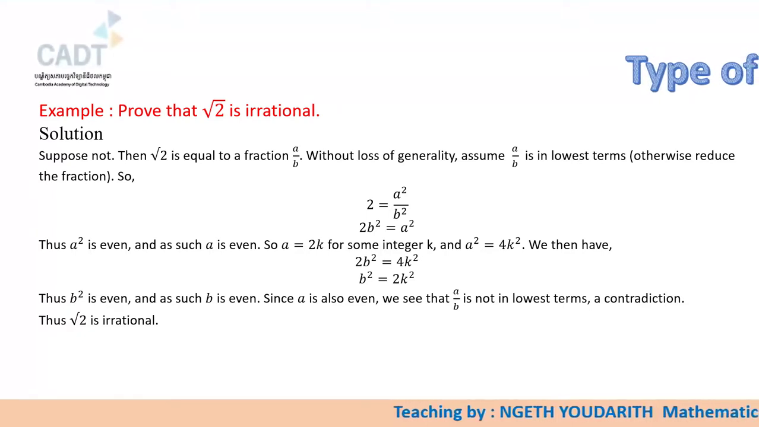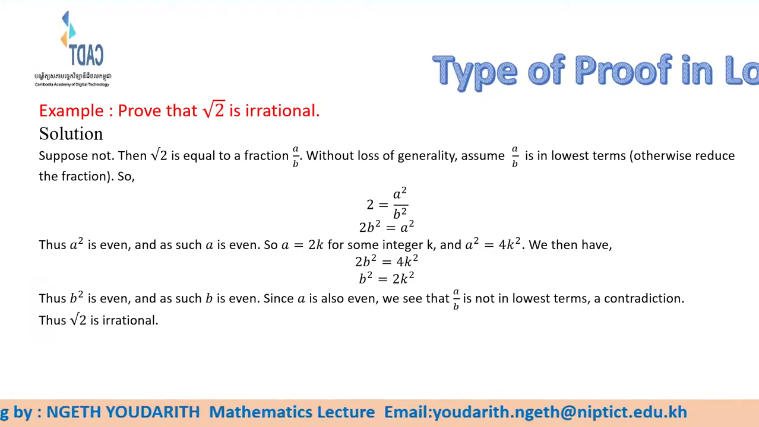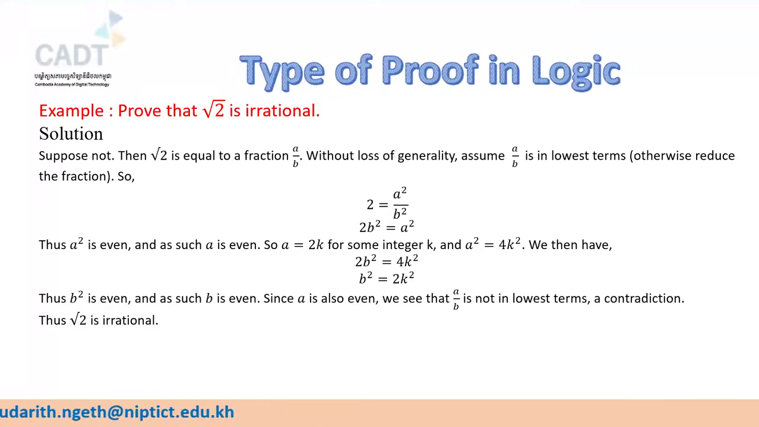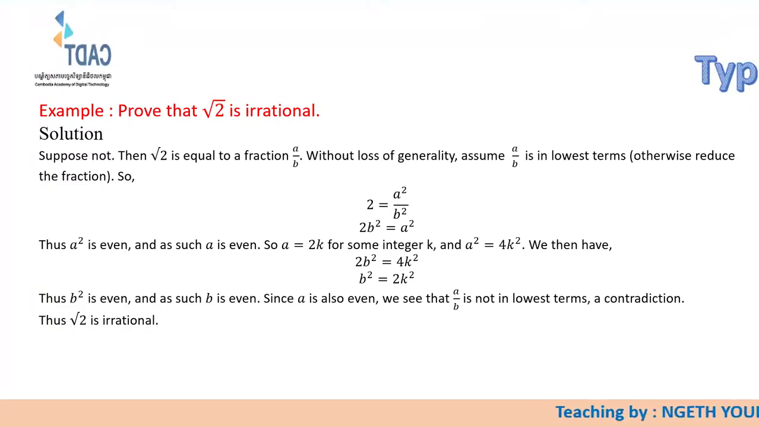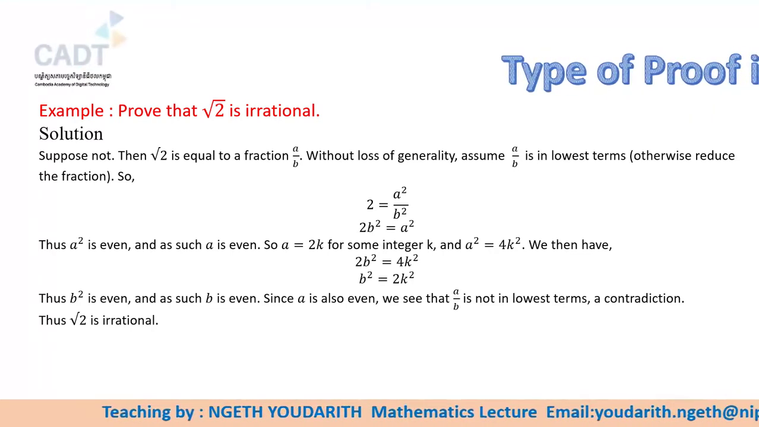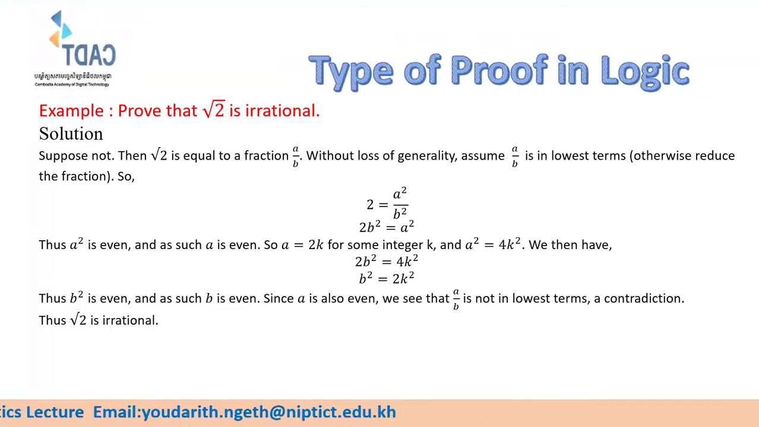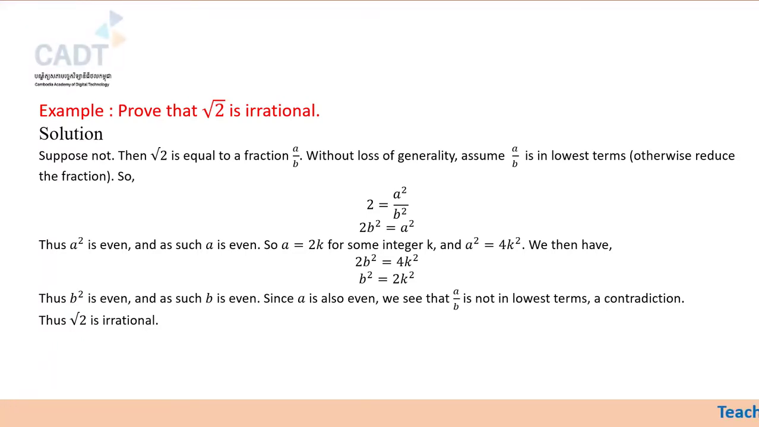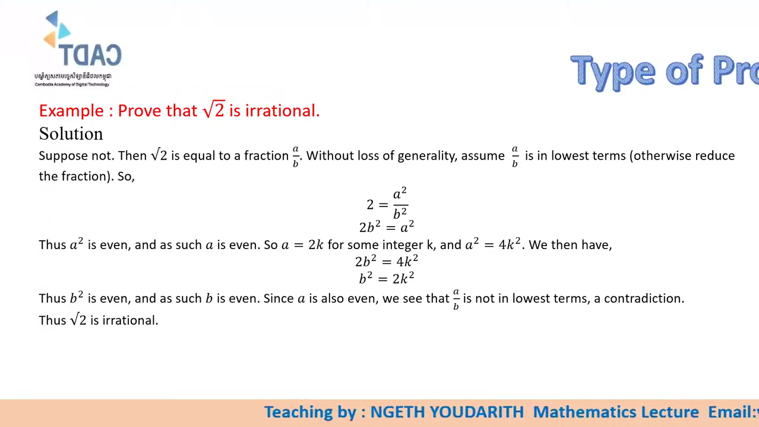But a over b is a fraction in lowest terms. So a and b are not both even, yet we found a can be divided by 2 and b can be divided by 2. So a and b are not coprime, so our assumption that square root of 2 is a rational number or fraction is false. So if it is false, square root of 2 is not a fraction.